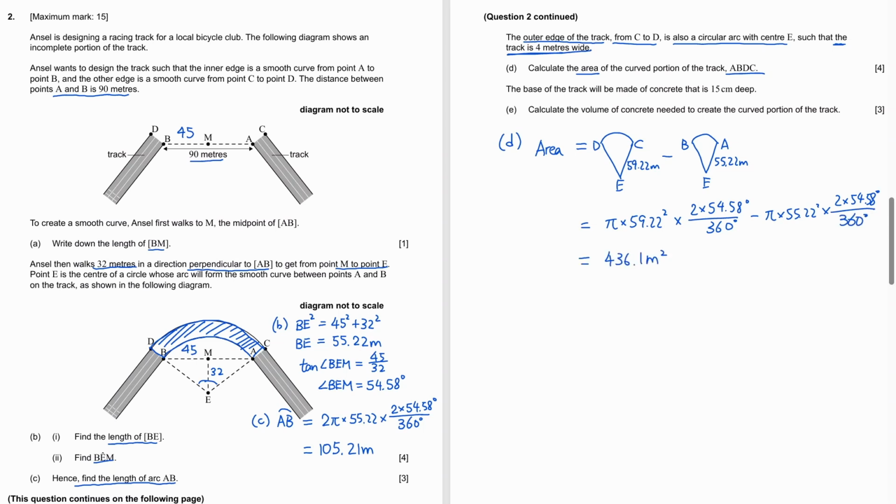Part E. The base of the track is made of concrete with a depth of 15 centimeters. To find the volume of the concrete, we multiply the base area 436.1 by 0.15 meters, giving 65.4 cubic meters.